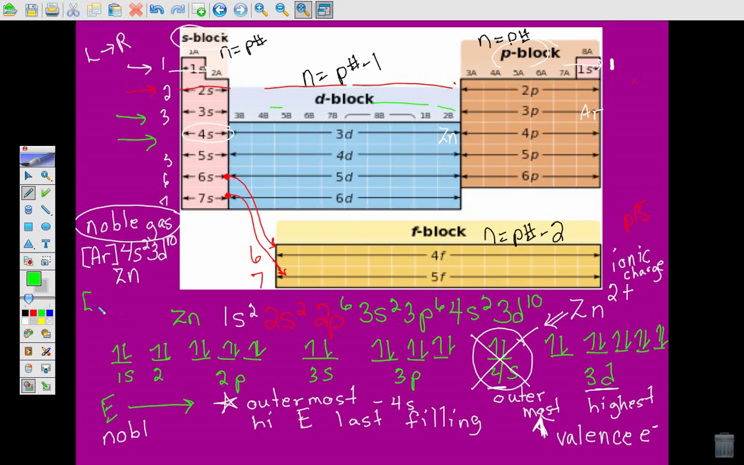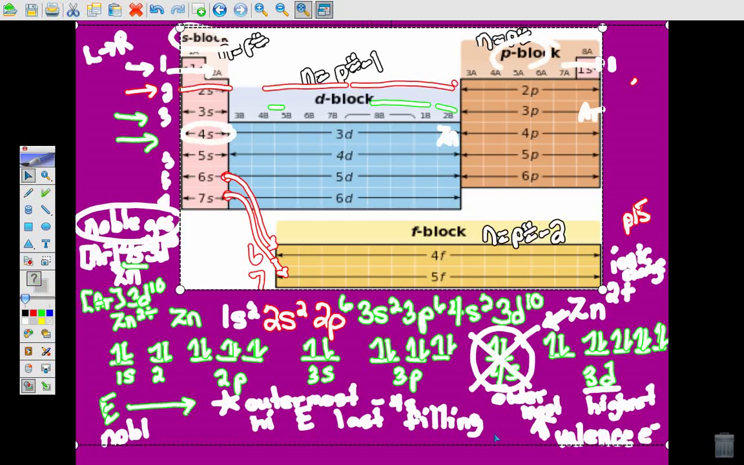For the zinc ion, we'd take argon, and remember you lose your outer S and P first. So it'd be 3d10, and that would give me my zinc 2+ electron configuration, and that's called the noble gas configuration. And you'll be able to do that sometimes, not all the time, but some of the time. Now we're going to move on.